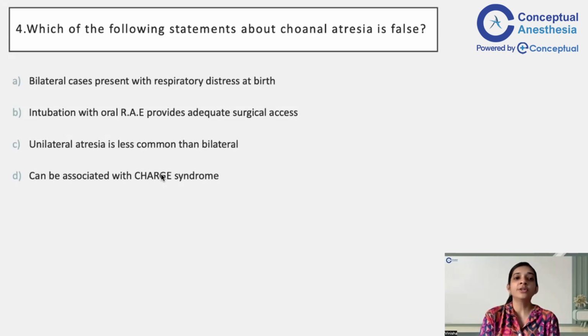Next question. Which of the following statements about choanal atresia is false? Bilateral cases present with respiratory distress at birth. Intubation with oral RAE tube provides adequate surgical access. Unilateral atresia is less common than bilateral, or it can be associated with CHARGE syndrome. The option which is false is C, that is unilateral atresia is less common. Unilateral cases are far more common as compared to bilateral ones.